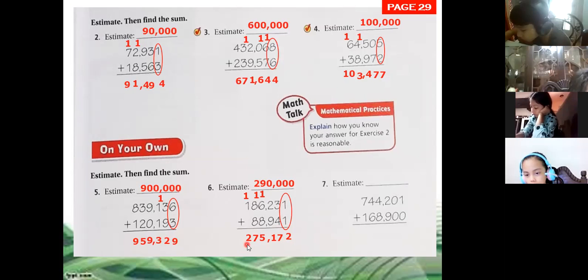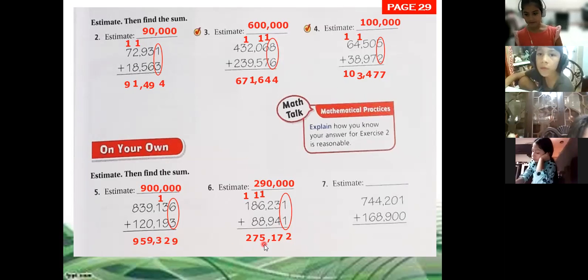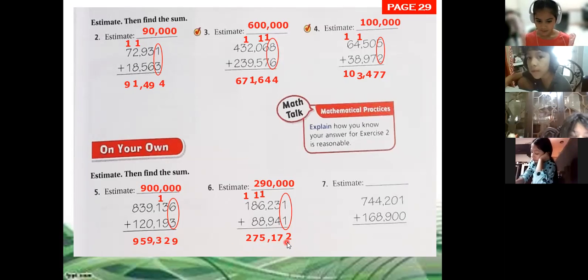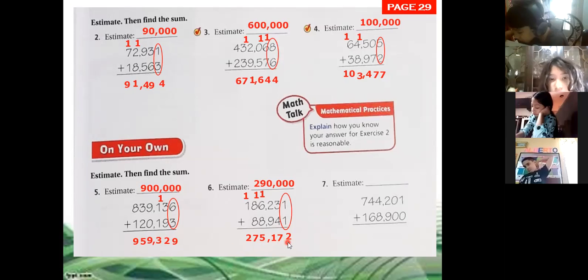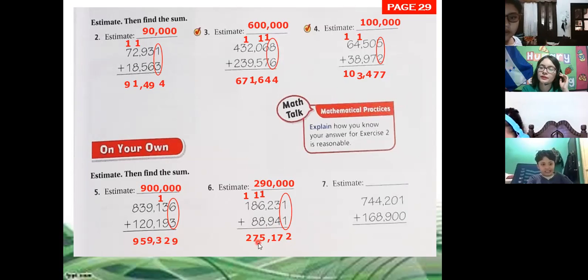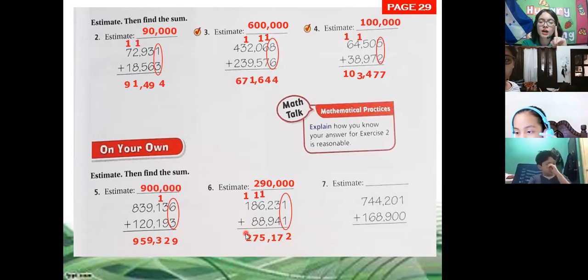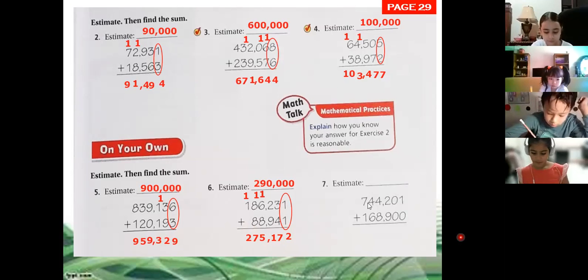Okay, Rosa, how do you read this number? I think that is 2075,172. You almost got it. Now, let's see, Lucia, how do you read this number? 275,172. Excellent. 200. It's not 2,000. 275,172. Excellent, class.